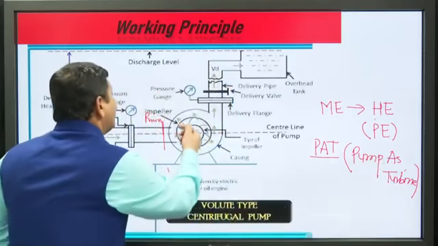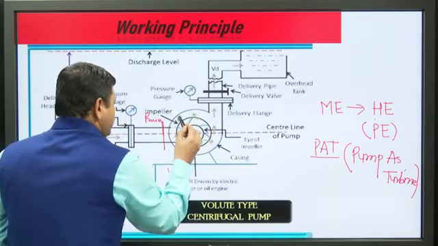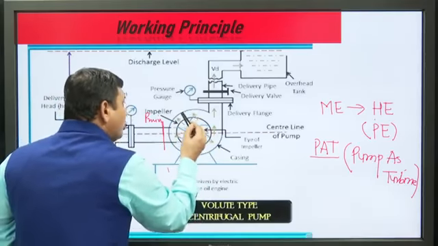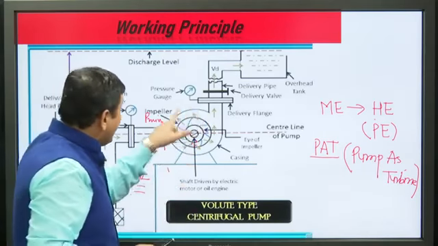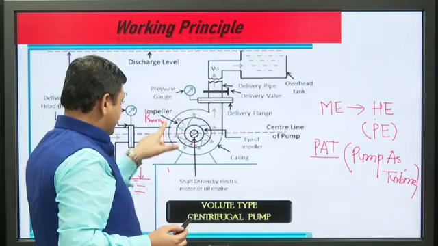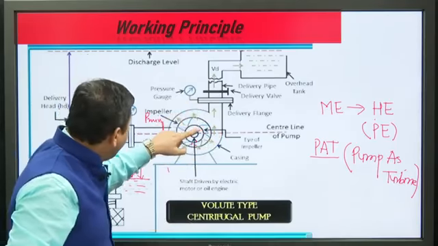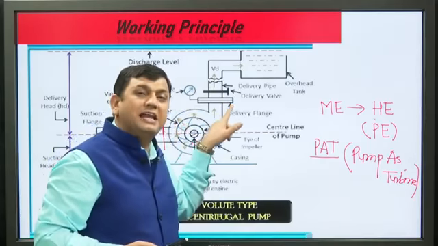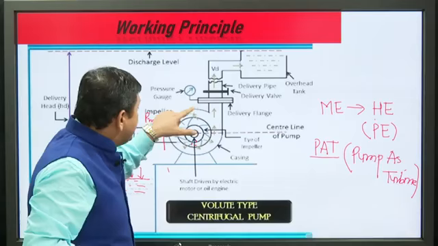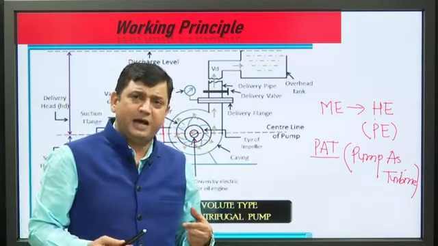So at the outlet of this whole section, the energy is in the form of pressure energy. Again, the casing: what is the function of the casing? This one is known as the spiral casing. Why is its name spiral?